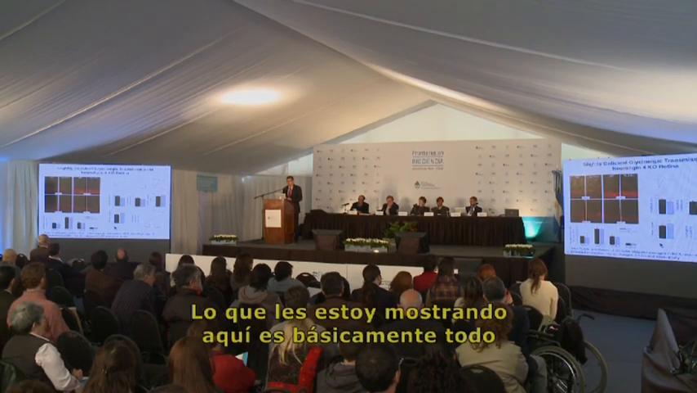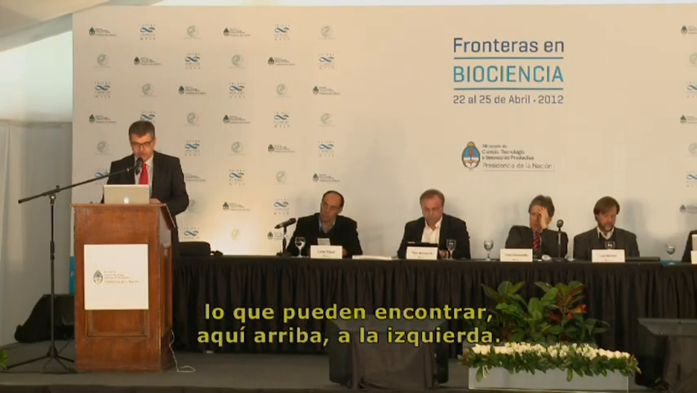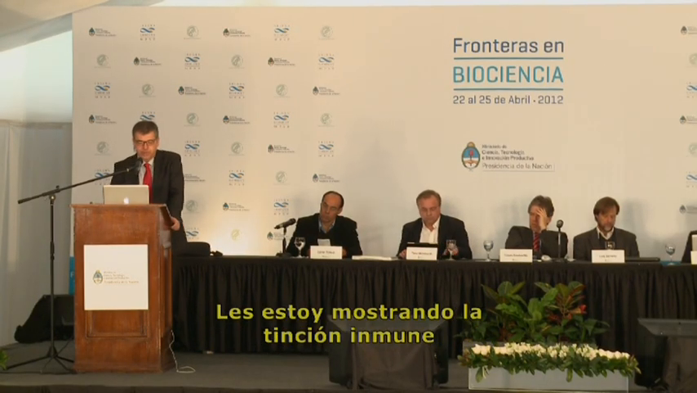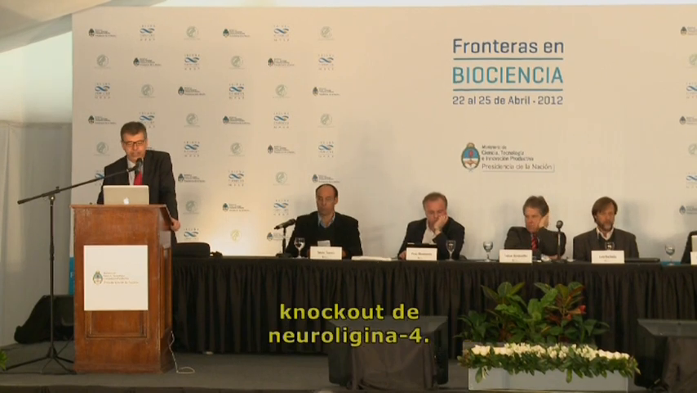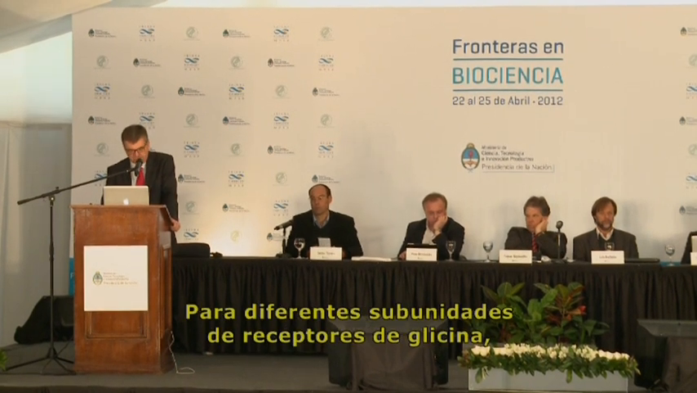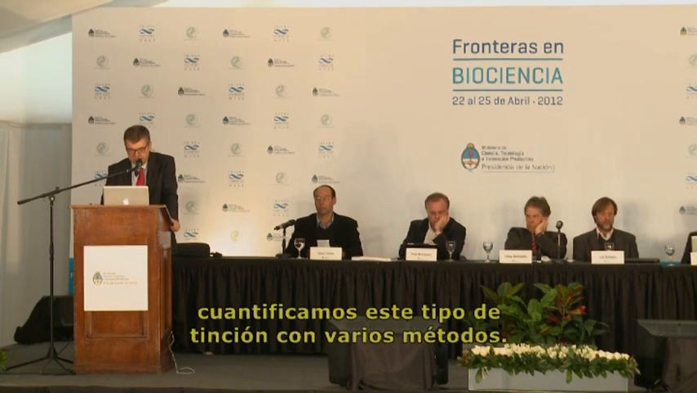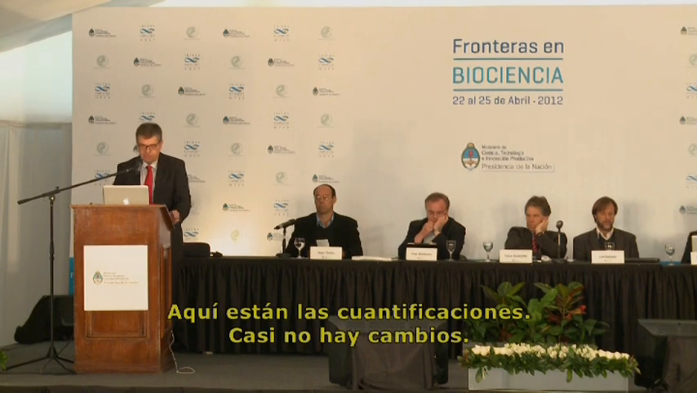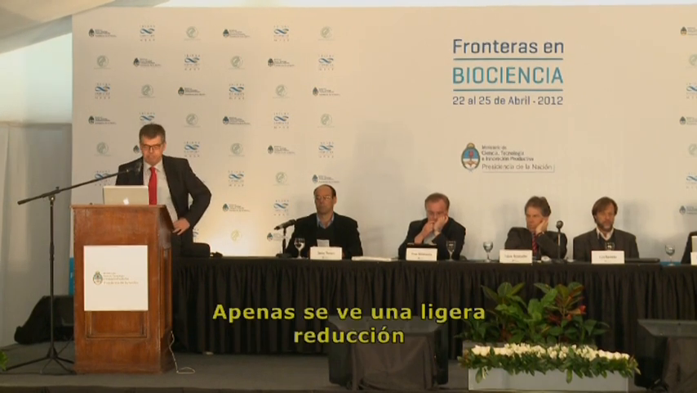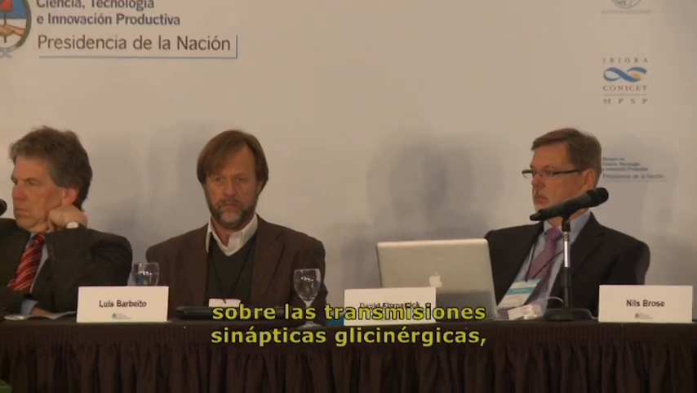What I'm showing you here is basically all we could find. Here on the top left, I'm showing you immunostainings of the retina of wild-type and neuroligin-4 knockout mice for different glycine receptor subunits. We quantified these kinds of staining with various methods. The quantifications are shown here. There's hardly any change that we see, apart from a slight reduction in the level of glycine receptor alpha-1 subunit. And this is predicted to have slight consequences for glycinergic synaptic transmission, delaying its decay time course. This is exactly what we find.